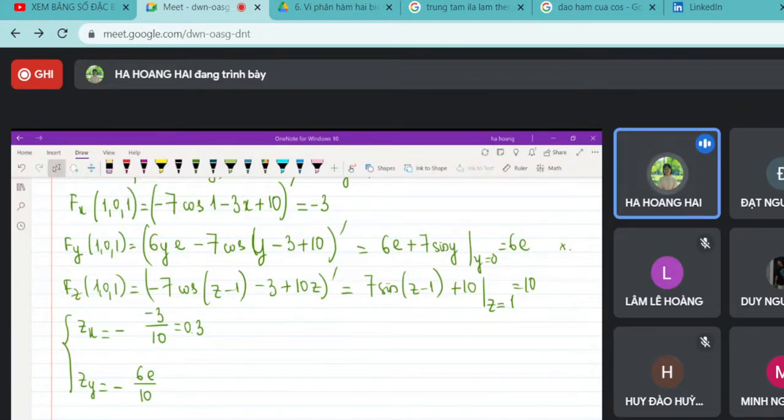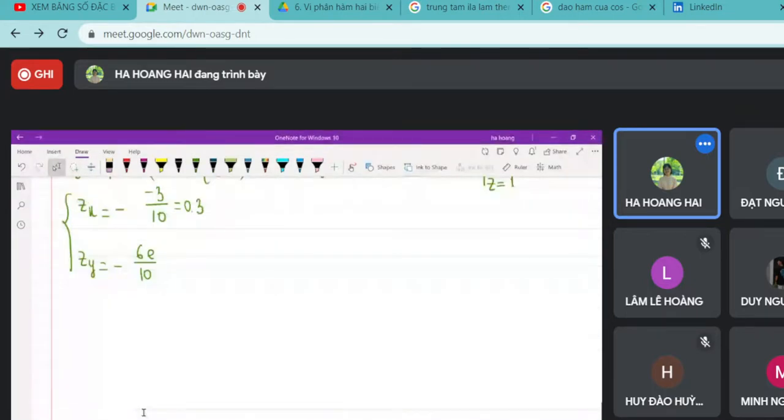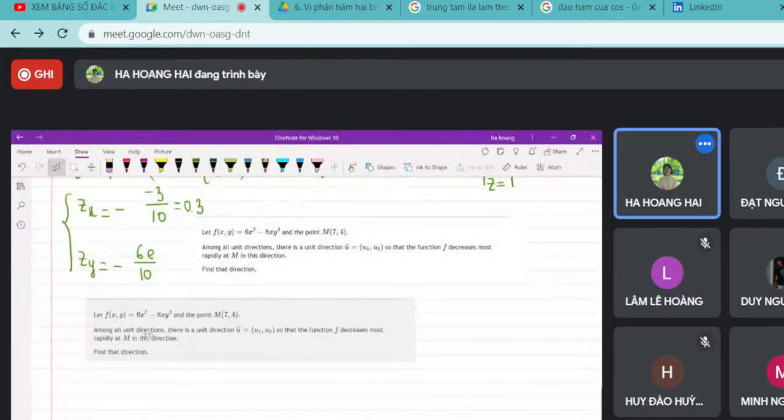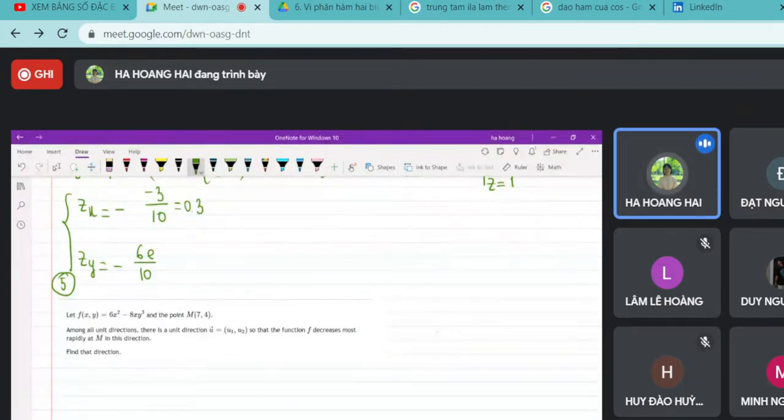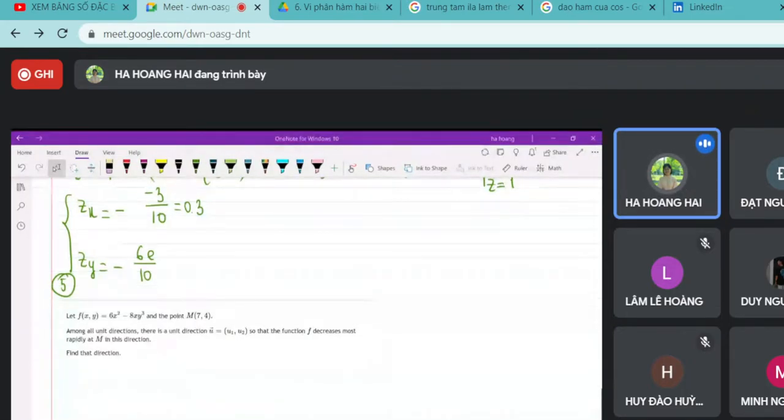Okay, now let's take the next questions. We take question number 5. Among all unit directions, there is a unit direction so that the function f decreases most rapidly at M in this direction.